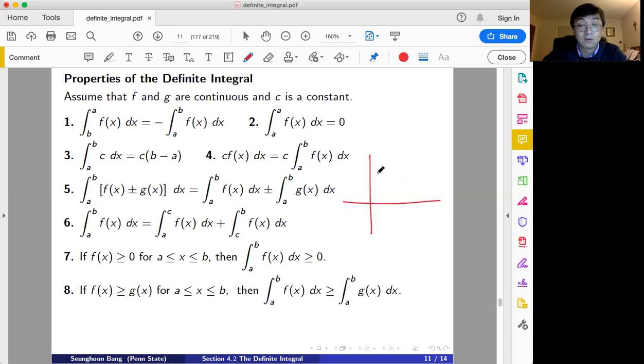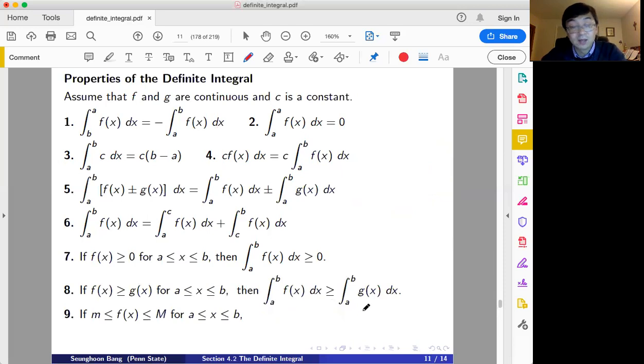So we have the function f of x as the top one, and g of x is less than f of x from a to b. What is the integral from a to b of f of x dx? The whole area. What is the integral from a to b of g of x dx? Only the area under the curve g of x. So this area is greater than this area. This is always true.